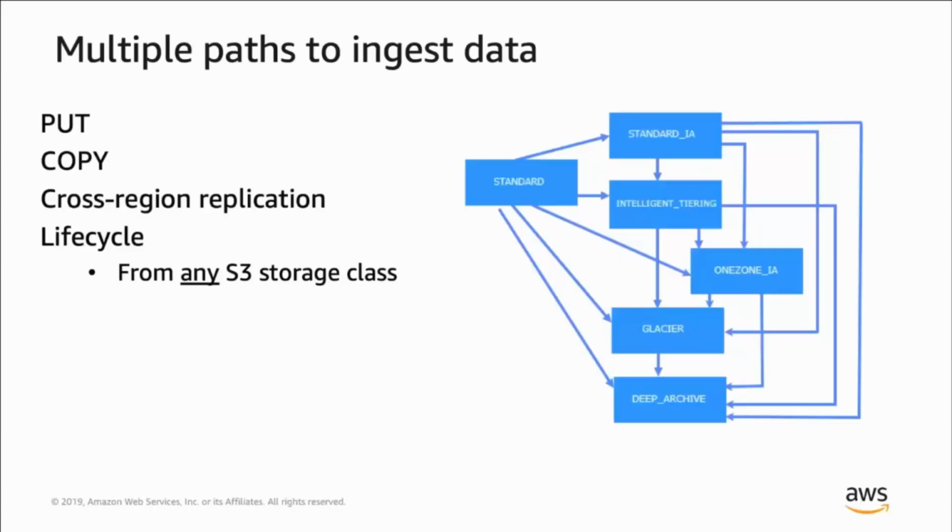As well as the put, you can also copy or cross-region replicate that data into Deep Archive, which is great for data that's already in a frequent or infrequent access S3 storage class. For example, Intelligent-Tiering, S3 Standard, S3 Infrequent Access. Or you can set a lifecycle policy to automatically move your data into any other storage class, including Deep Archive.